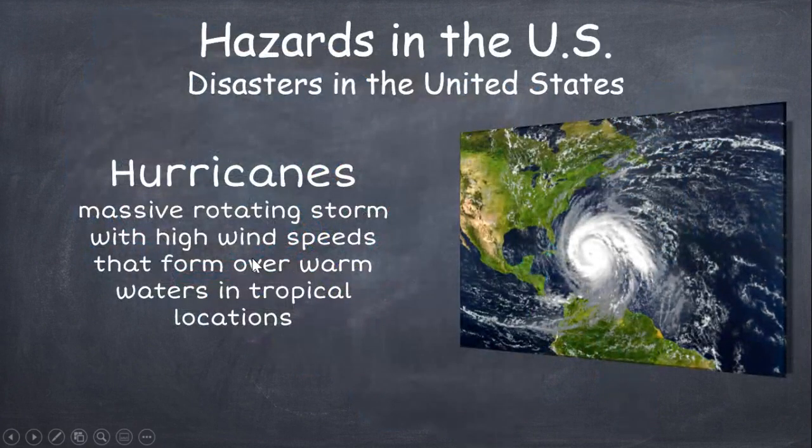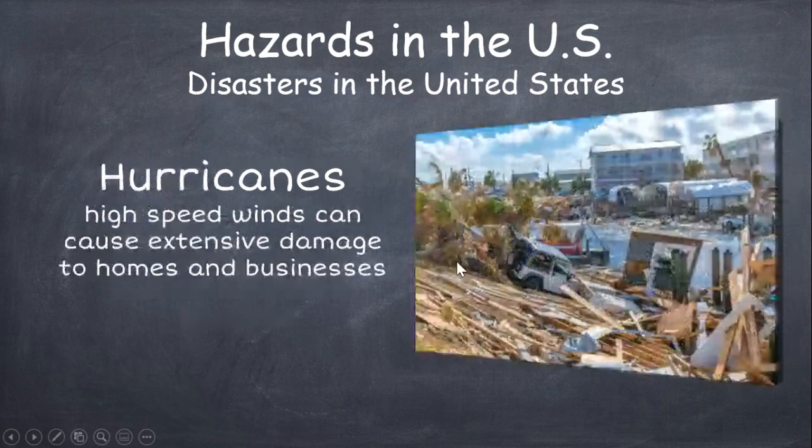Okay, so now we're going to talk a little bit about hurricanes, and we're not talking about the Miami Hurricanes, the football team. We're talking about hurricanes, the weather. Again, it's a massive rotating storm with high wind speeds that forms over warm waters in tropical locations. For the longest time, when I was about your age, I thought a hurricane was just a tornado on water, and it is not. A hurricane looks like this, and the storm spins, but there isn't a funnel. The storm is right there and is devastating, but there isn't a funnel.